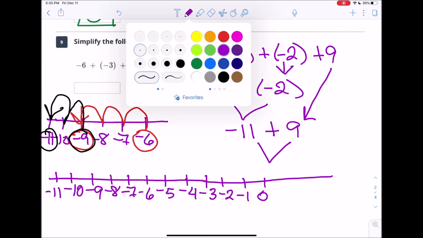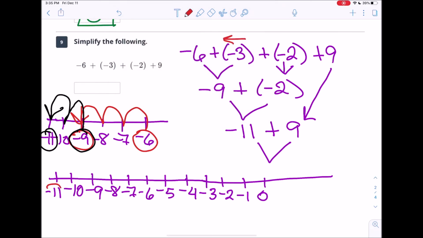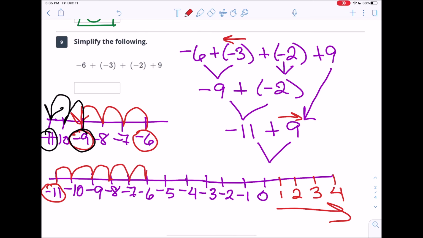Okay, so I have -11 and I'm adding 9 positives to it. If I'm adding 9 positives, I know 9 positives go towards the right because positives are on the right-hand side of the 0. So they go this way. All right, I'm going to count 9 spaces to the right. 1, 2, 3, 4, 5, 6, 7, 8, and we get -2.